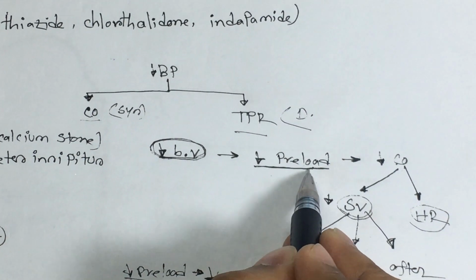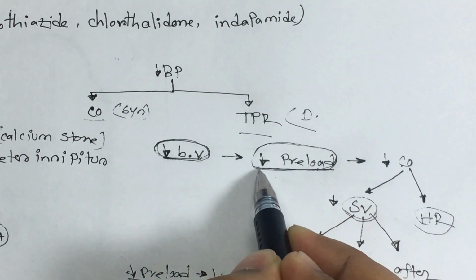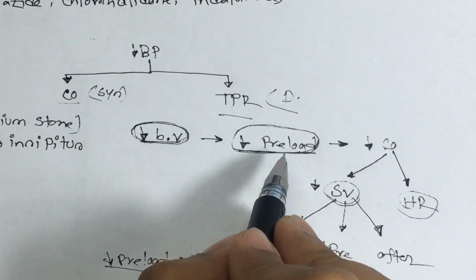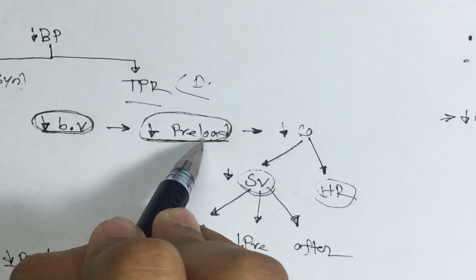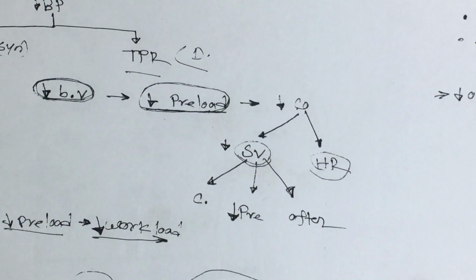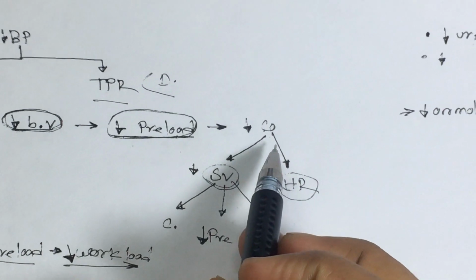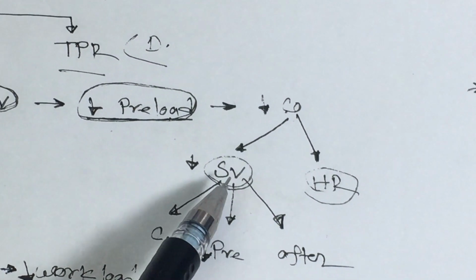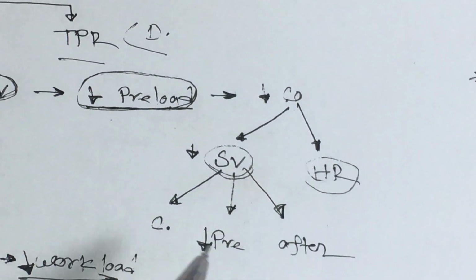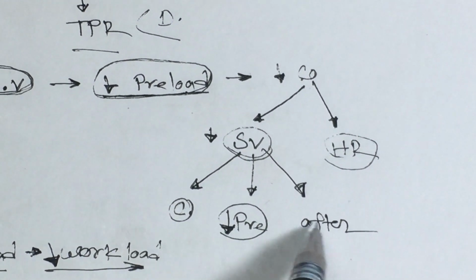So blood volume decrease means your preload decreases, because preload depends on your blood volume, and preload decrease means your cardiac output decreases. How? Cardiac output depends on two things: stroke volume and heart rate. And stroke volume depends on contractility, preload, and afterload.